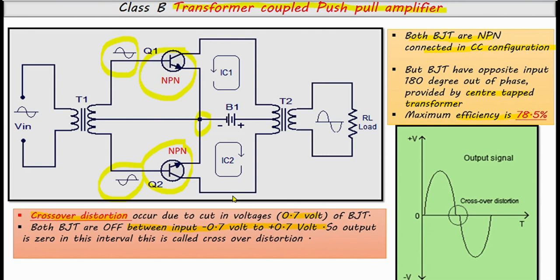In this region both BJTs will be off. This is the main problem. When both BJTs are off, there will be no output. So this is the reason we get no output. This type of distortion is called crossover distortion, and this is a major problem in audio amplifiers. We cannot deal with crossover distortion, so we don't practically use class B amplifier.